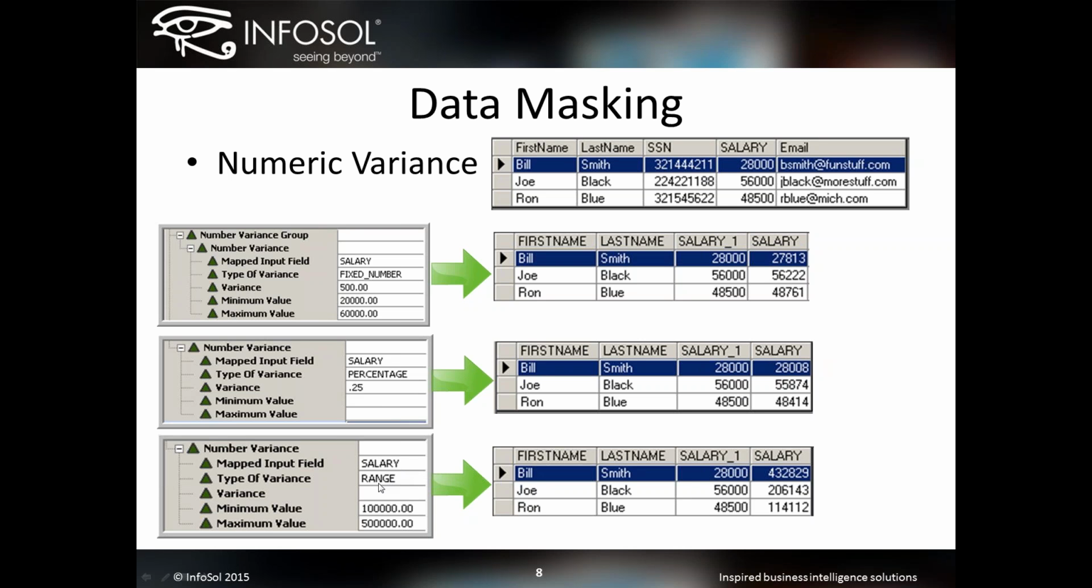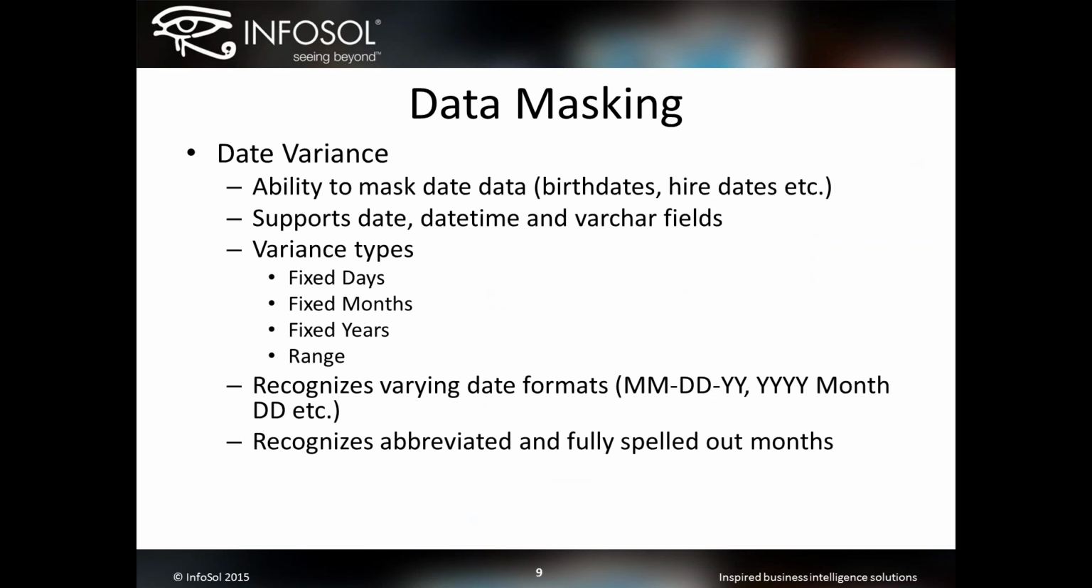And the final one is a type of variance we use in a range, where I'm saying the results have to be between 100,000 and 500,000. It'll come up with a random number between 100,000 and 500,000 and show that as your results. So that's numeric variance.